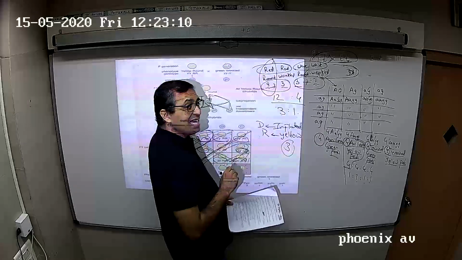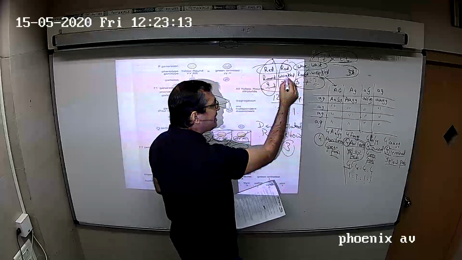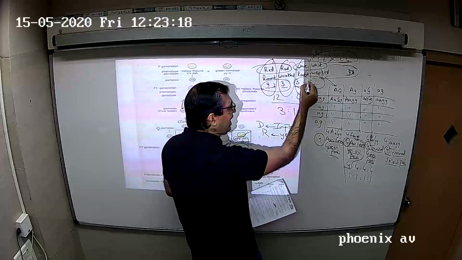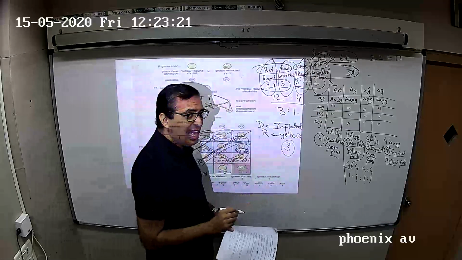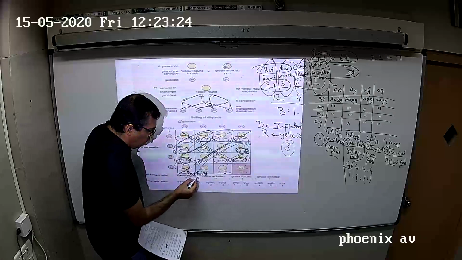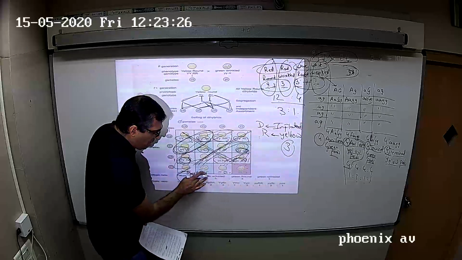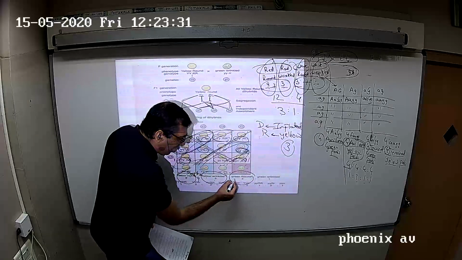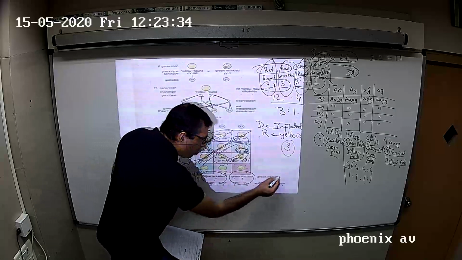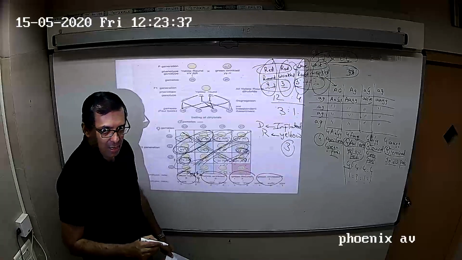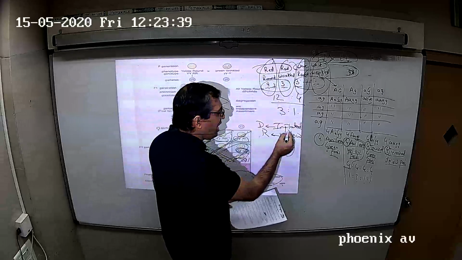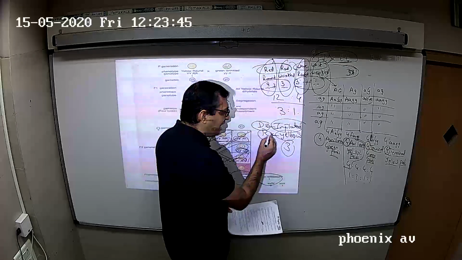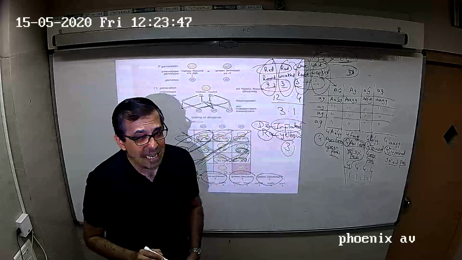Dominant कितने होते हैं? 9. Dominant recessive कितने होते हैं? 3. Recessive dominant कितने होते हैं? 3. Recessive कितने होते हैं? 1. How many are yellow round, dominant? 9. How many are yellow wrinkled, dominant recessive? 3. How many are recessive dominant? 3. How many are recessive? 1. So how many are inflated yellow? Inflated is dominant but yellow is recessive.